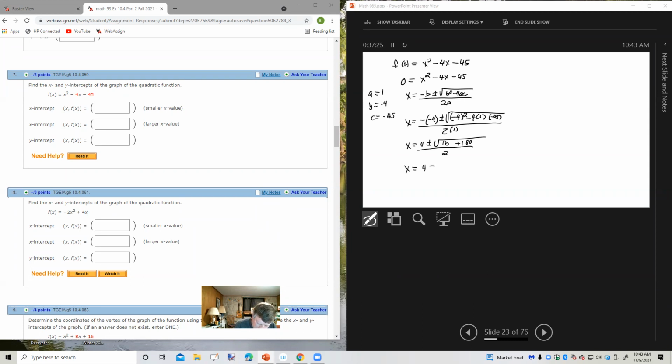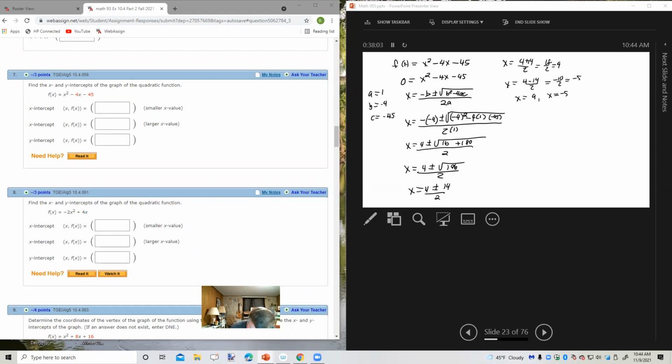So x equals 4 plus or minus the square root of 196 over 2. I believe that 196 is 14 squared. Yeah, so the square root of 196 is 14. That's all over 2. So x equals 4 plus 14 over 2, which is 18 over 2, which is 9. X equals 4 minus 14 over 2, which is negative 10 over 2, which is negative 5. So x equals 9, x equals negative 5.